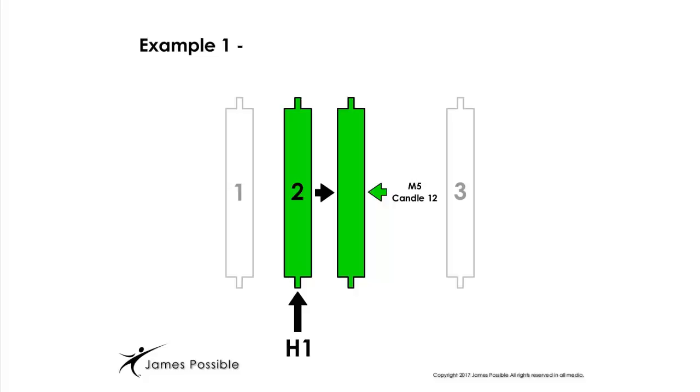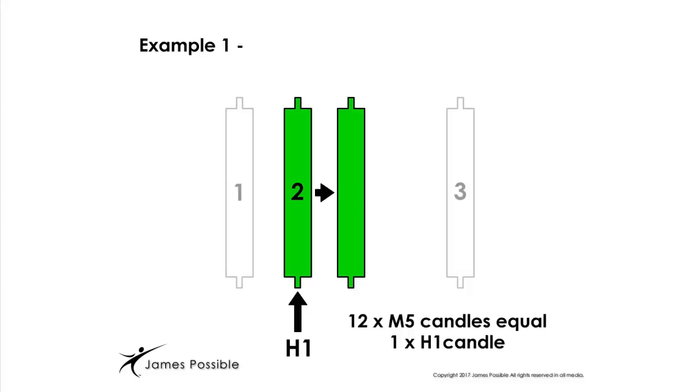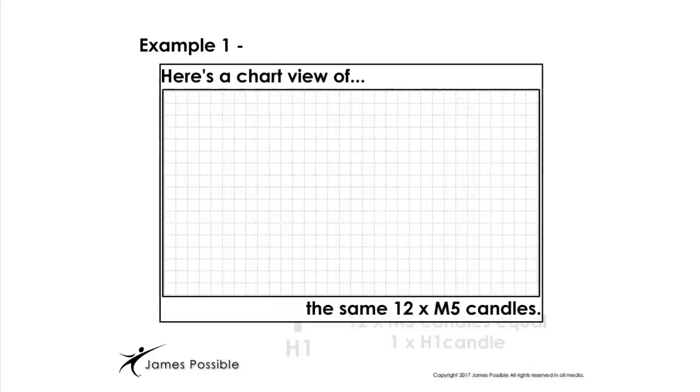So we really don't see what the M5 candles look like, and that's what I want to talk about next. So 12 M5 candles equals 1 H1 candle. So let's look at it on a chart. Let's look at that same movement on the M5 and see what it looks like.